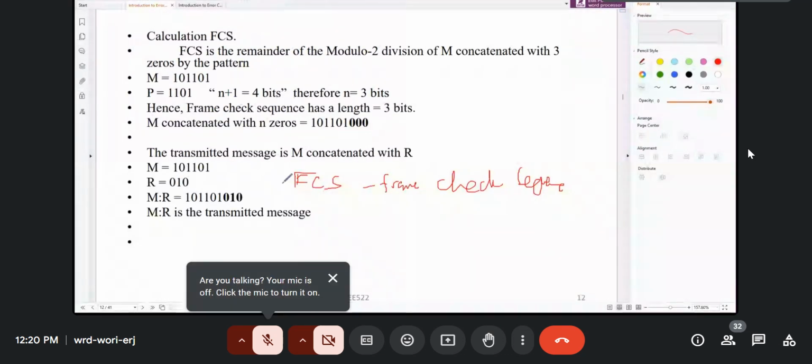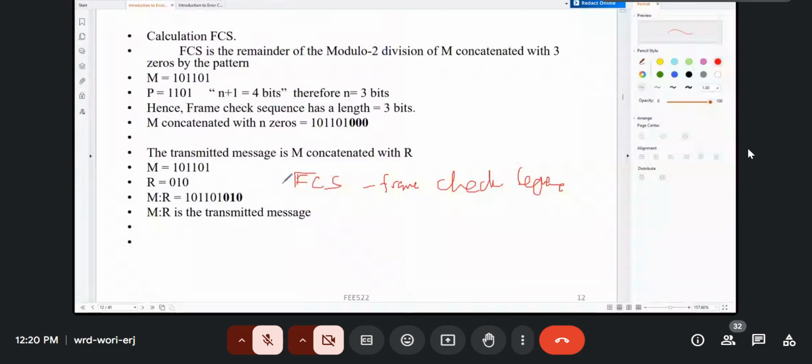Later in that part, we are going to look at the networking models, that OSI model. The name frame comes from that, because it's normally used to check whether the frame has an error. Sometimes we call it the FCS, sometimes the remainder, sometimes the CRC.